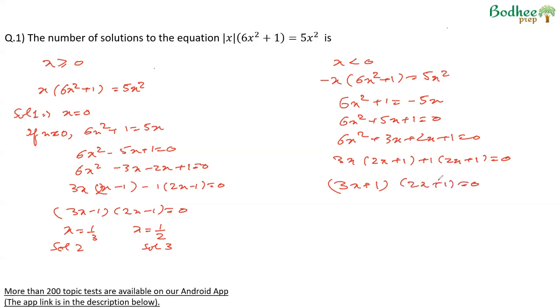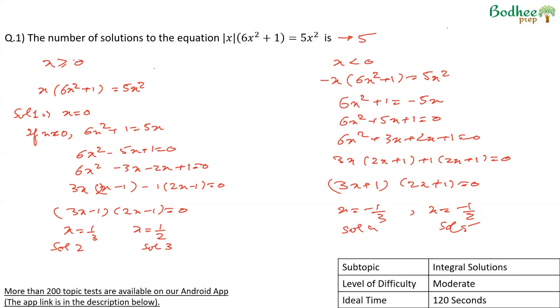This gives us either 3x plus 1 is 0, so x is equal to minus 1 by 3, or 2x plus 1 is 0, which gives us x is equal to minus 1 by 2. This is solution 4, this is solution 5. So how many solutions are possible for x? 5 solutions are possible. I'd say moderate level of difficulty question should take about 2 minutes, but there is a very high chance of missing out x is equal to 0 as a solution here. This question is a question which could give us a negative mark.